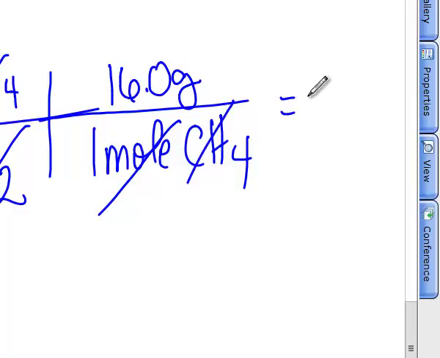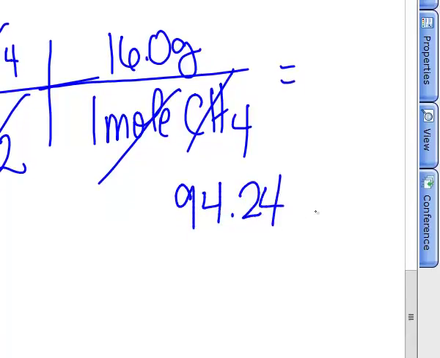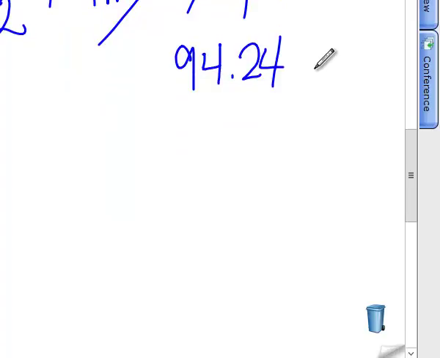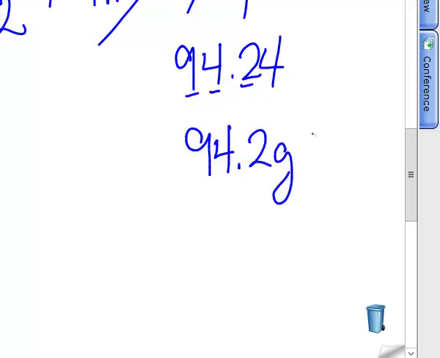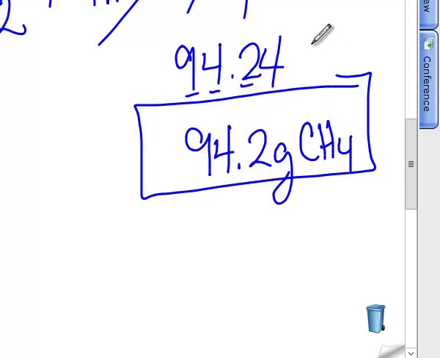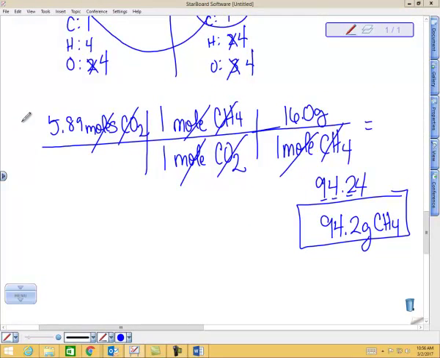All right, some calculator work here. Okay, I got 94.24 on the calculator. Can you guys confirm that? Nice, thank you. Probably 3 sig figs, so 1, 2, 3, doesn't look like we need to round, so this is 94.2 grams of CH4. We burned. Woohoo! Question number one? Done. Question number two.